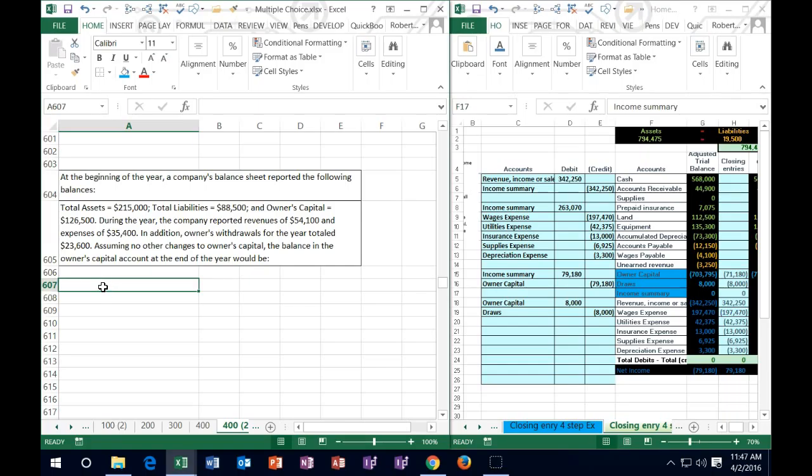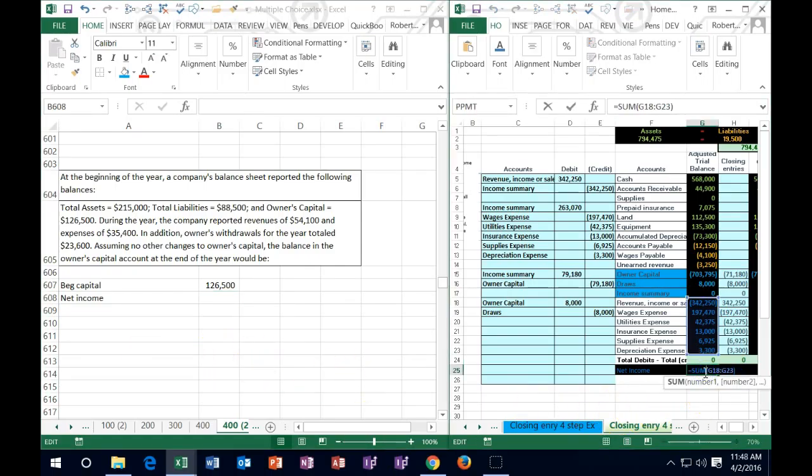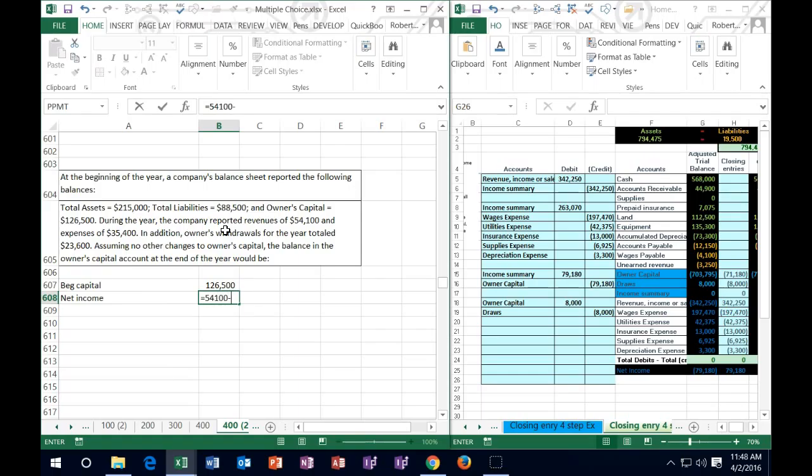So let's just do this more like a financial statement. Instead of doing it through journal entries, we'll just do it as we would basically calculate the statement of equity, where we would have basically beginning capital, which they gave us in this case would be 126.5. And that would go up by net income. Net income being calculated as revenue minus expenses, just like down here. So they gave us those two numbers, so we're just going to subtract those out. So during the year, reported revenue equal to 54.1 less expenses of 35.4. And there we have that.